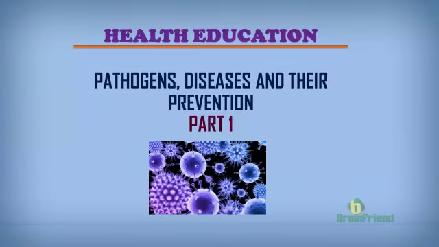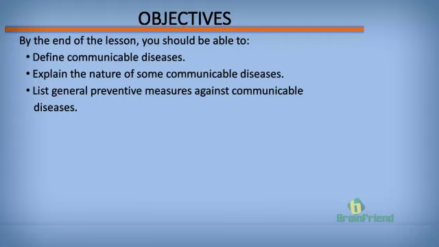For this lesson, we'll be looking at the theme, health education, and our topic is pathogens, diseases, and their prevention. We'll be taking part 1 of this lesson. By the end of this lesson, you should be able to define communicable disease, say what it is. You should also be able to explain the nature of some communicable diseases and list general preventive measures against communicable diseases. When we say a certain disease is communicable, what do we mean by that?